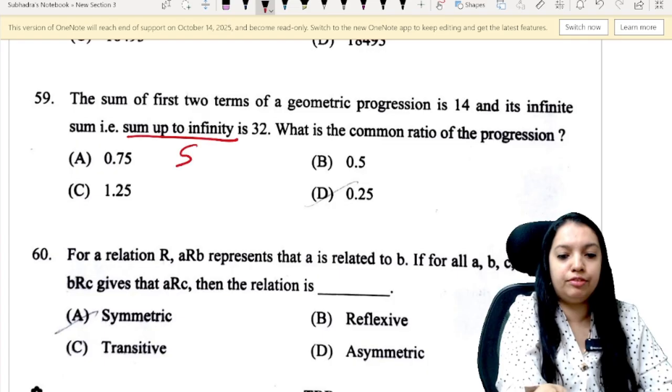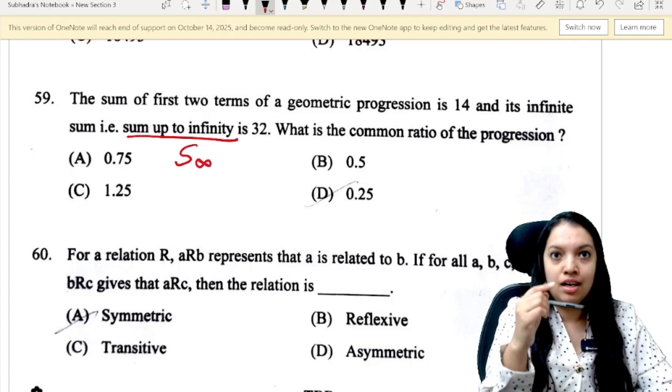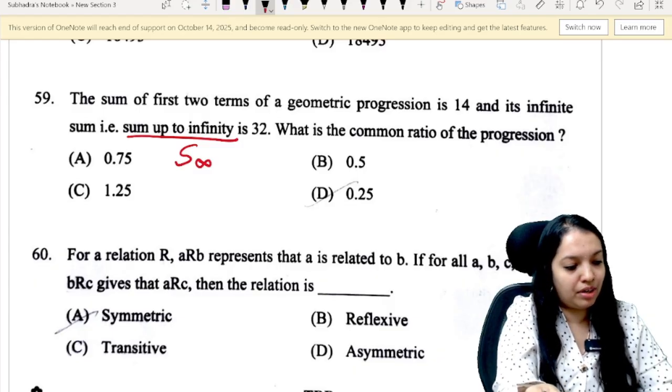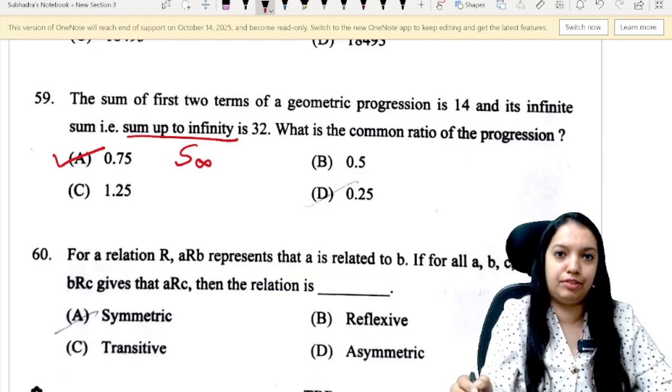Next question is about sum up to infinity. The S infinity formula is A divided by 1 minus R. The A value you can find using the other information given. So the R value will turn out to be 0.75.